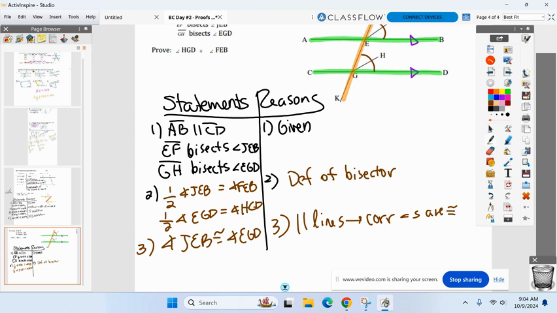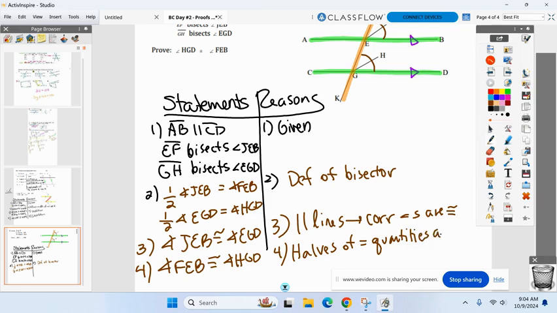Is this my last step, though? That's not my proof statement, right? All right, now we're finally done. I know what I'm taking half of are equal, so those halves, FEB and HGD, have to be congruent to each other. That is how we're going to end the proof. Halves of equal quantities are equal. There we go.